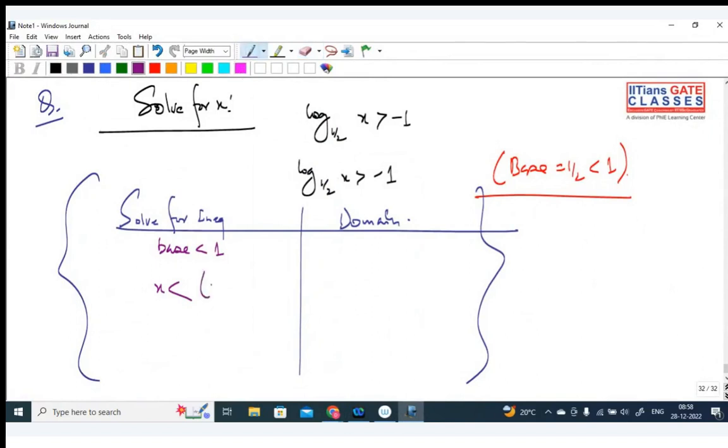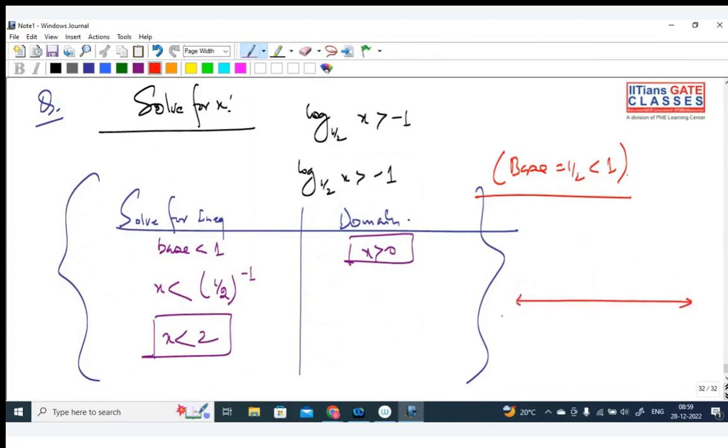X is less than 2, okay? Now the domain should be what? Domain, as we know, should always be greater than 0. So what will be the answer here? X less than 2 and domain is x greater than 0. Right. So you have to draw a number line now and take the intersection. So minus infinity to infinity.